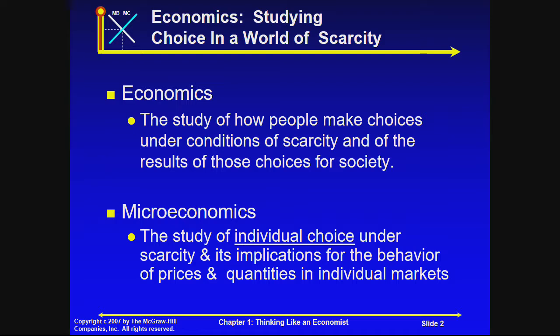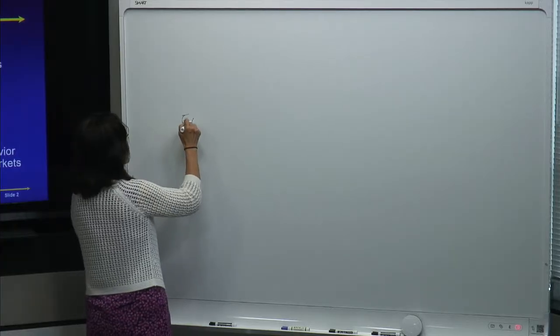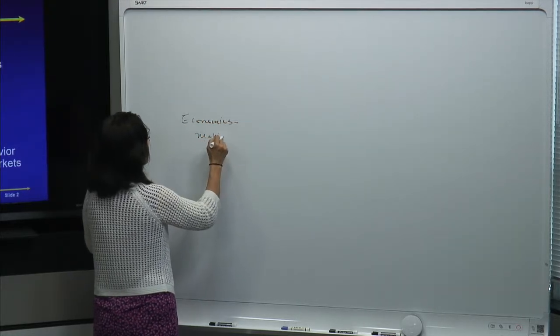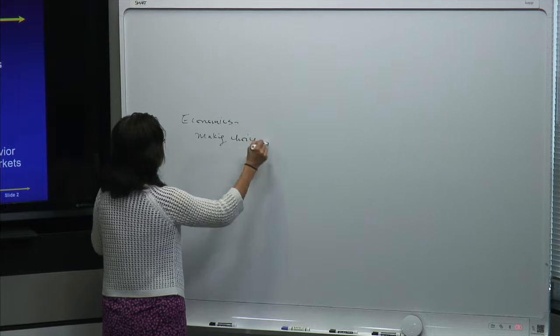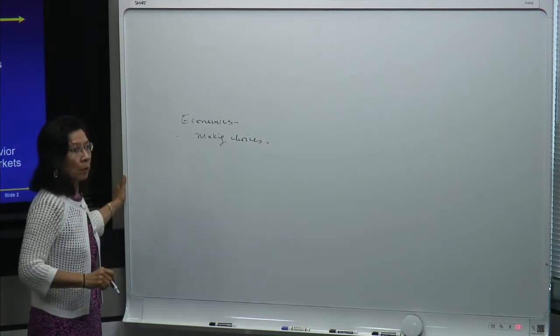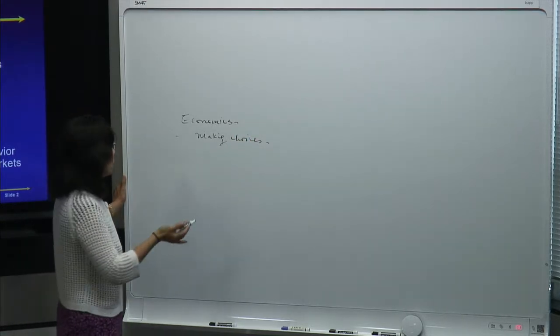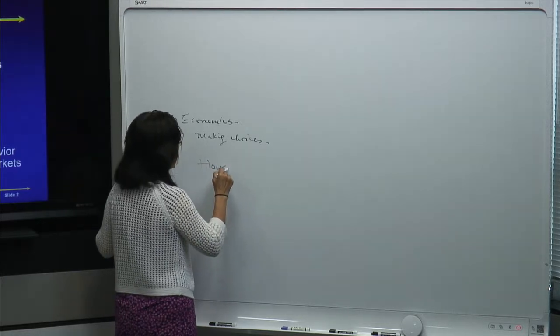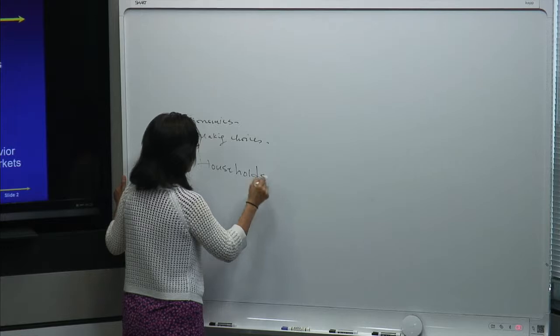So economics is about making choices. Okay, so who are the agents? Who are the people who make choices? We are the people. Who are we? We are the household.